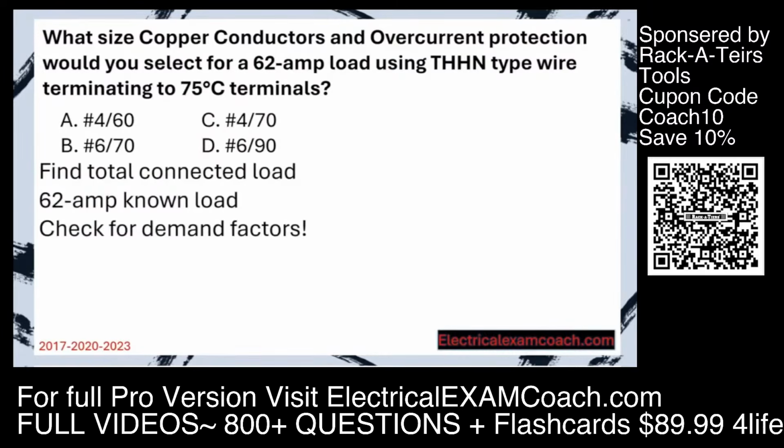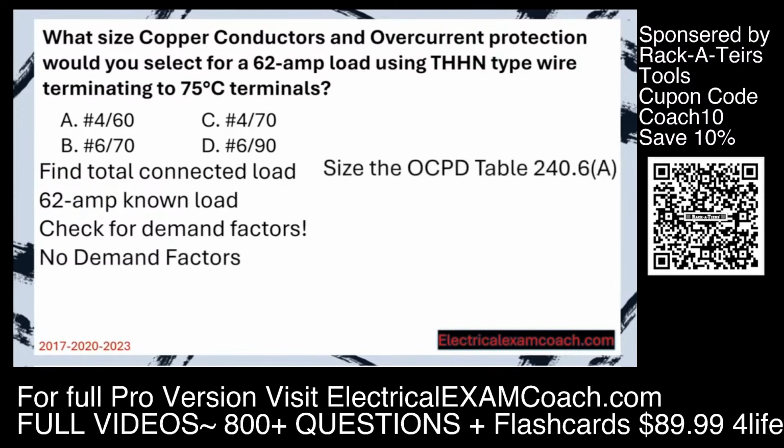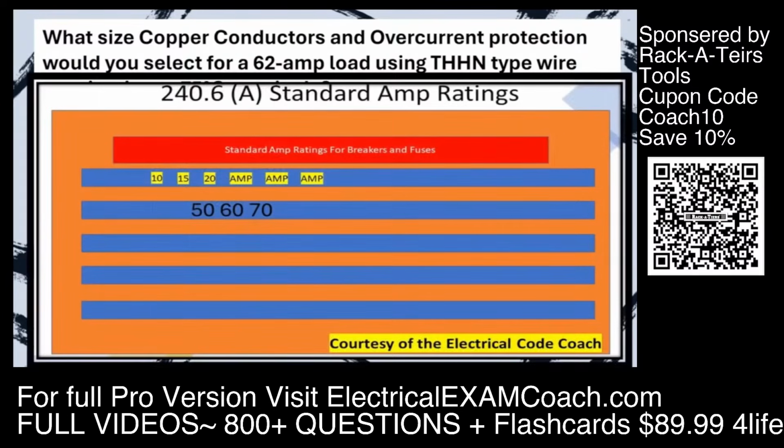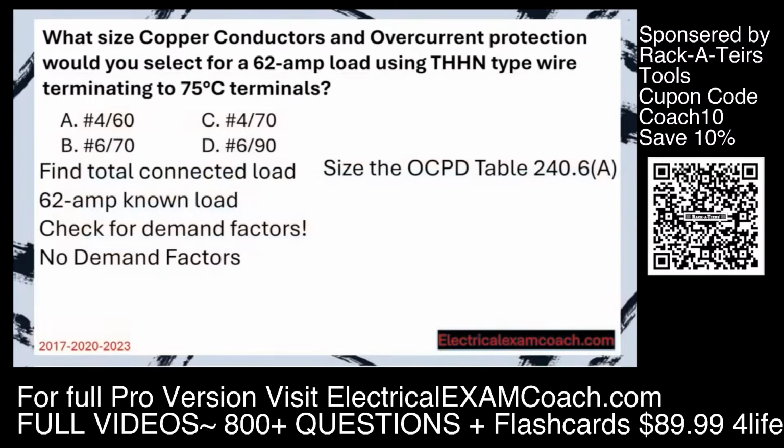With there being no special pieces of equipment mentioned, or the fact that it's running for 3 or more hours, in this case, there are no demand factors. Now, we go ahead and size our overcurrent protective device. We head to our table with a 62 amp known load, and we're going to choose the next size up, which puts it on a 70.